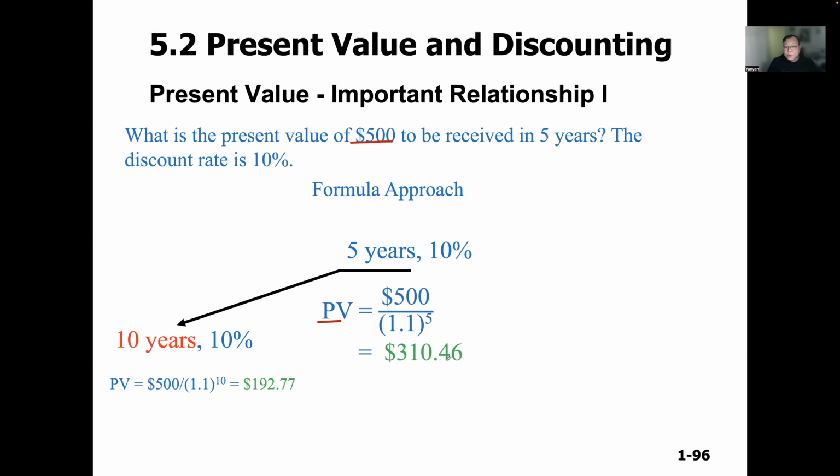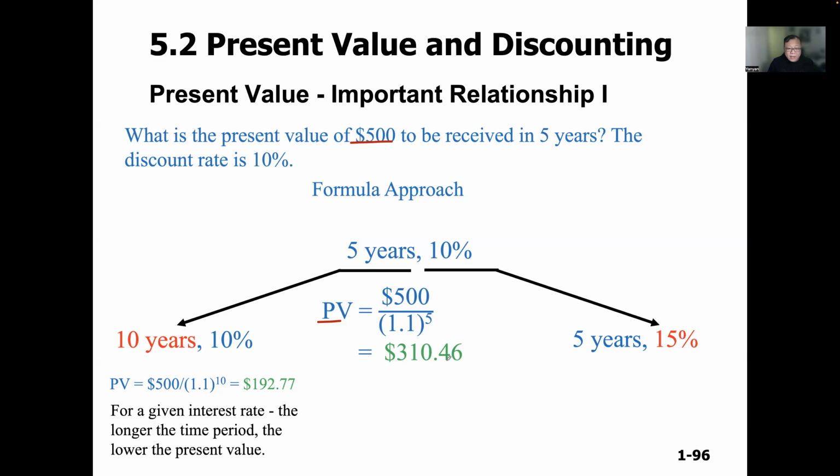So now let's do something else. Let's keep the 5 years. Let's keep the time window the same. Let's say you can earn a higher return, the discount rate going from 10% to 15%. So then what is going to happen? Well, the present value would be $248.59, still lower than $310.46.